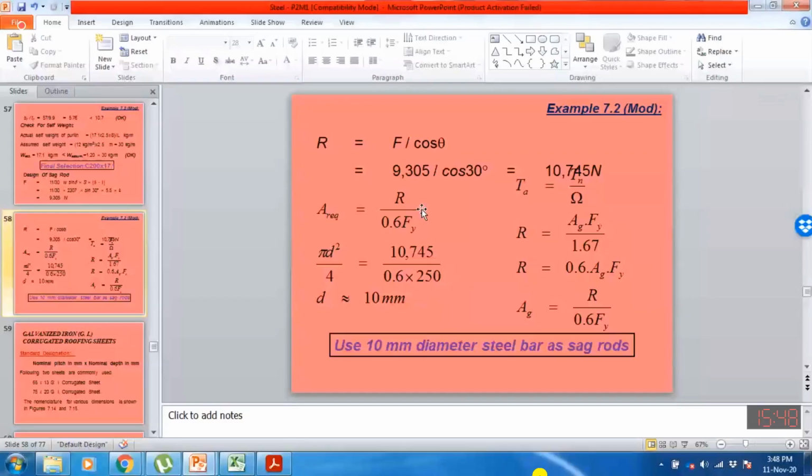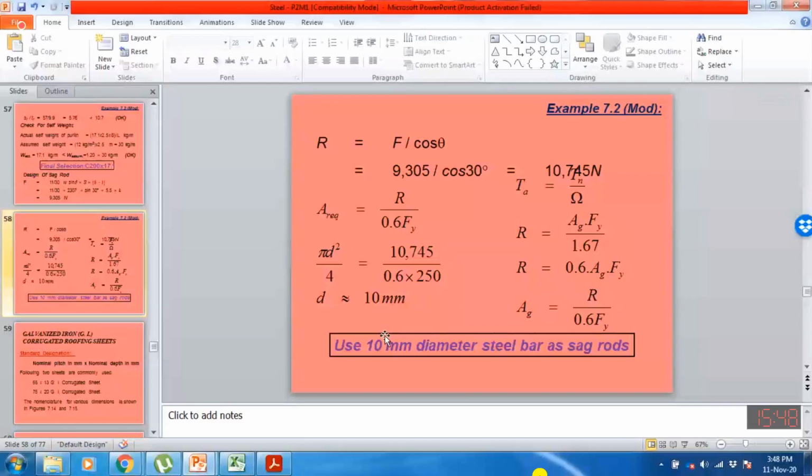So R value we know, yield value of the material we know. So we are assuming that area of sag rod will be equal to pi d square by 4. So only unknown will be diameter. So diameter will be used as 10 millimeter.